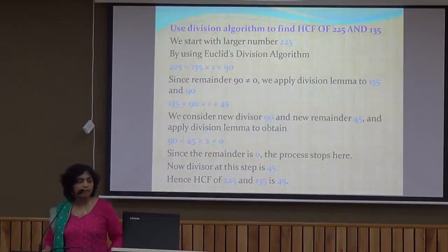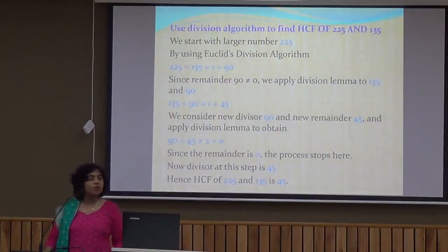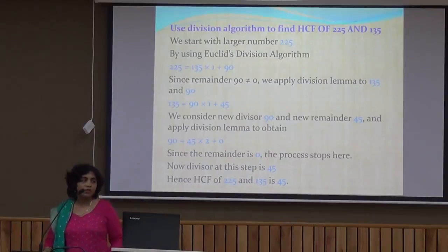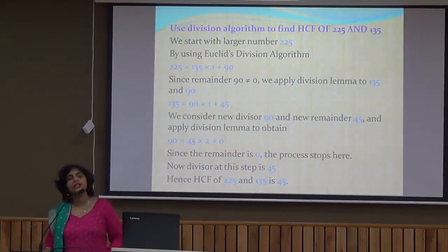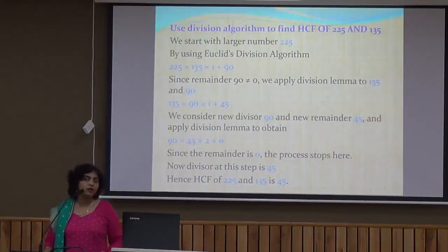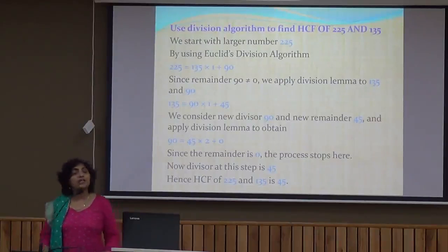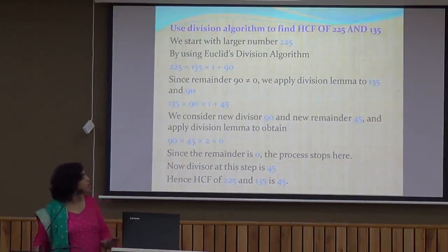Let's take an example. We are finding the HCF of 225 and 135 using our division algorithm. So 225 is the larger number, so we take 225 as C and D as 135. When we divide 225 by 135, we get 225 as 135 into 1 plus 90. So our quotient is 1 and remainder is 90. So we say that remainder is not equal to 0.